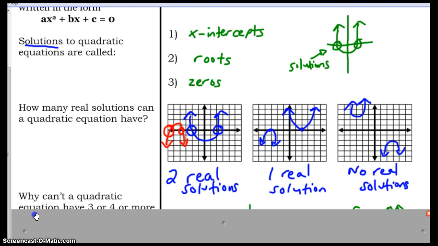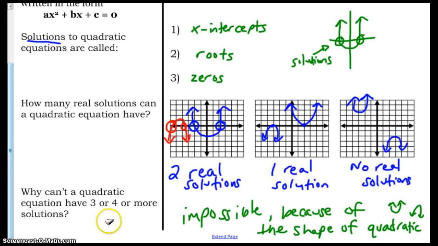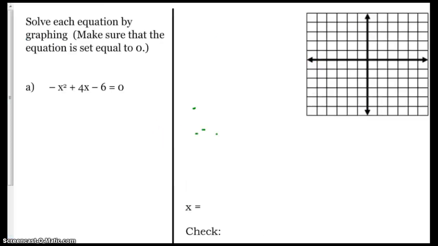The next question I want you to ask yourself is, why can't a quadratic equation have 3 or 4 or more solutions? Go ahead and pause the video and try to answer that question on your own, and then bring it back. Okay, you should have determined that a quadratic equation is impossible to have 3 or 4 or more solutions because of the shape. Because of our shape, it only has 1 turning point, and it's either going up or down, so that's why it can't have any more. The most it could cross is the x-axis twice.